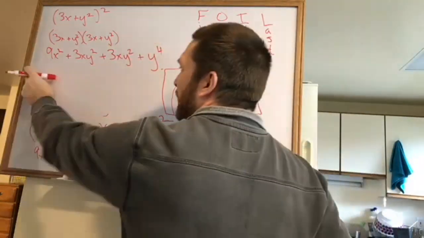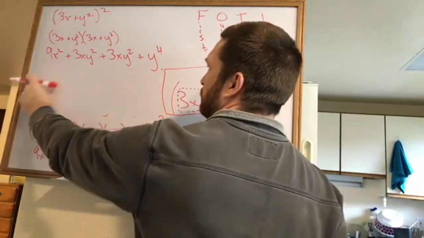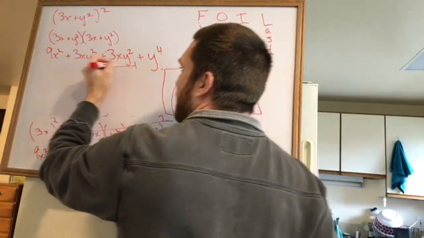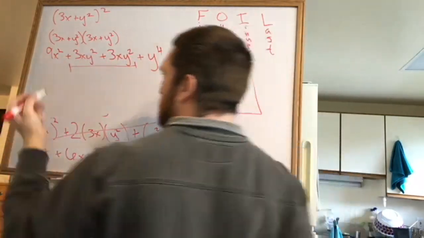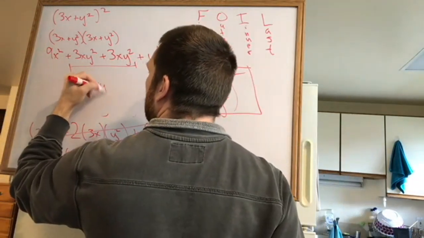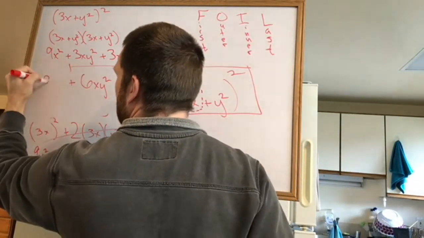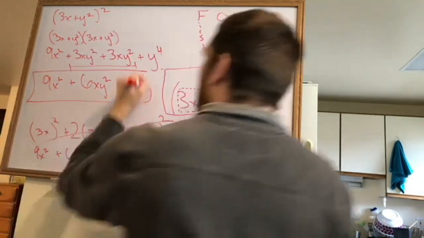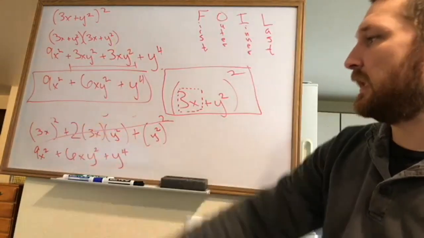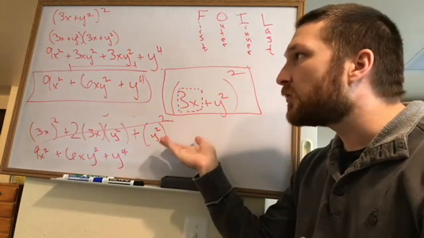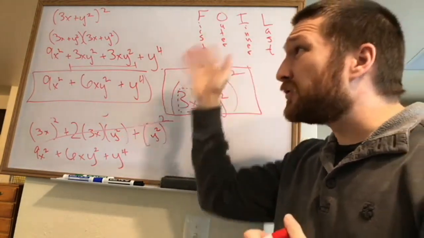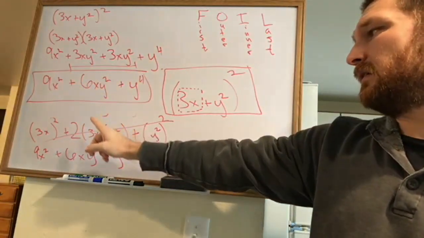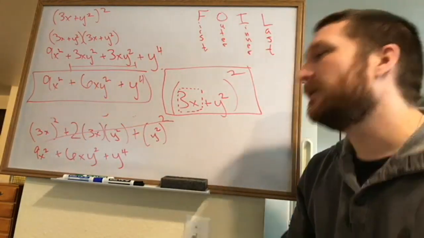And now can I combine any of these terms? Yes, you can combine the middle two. And what do we get? 6xy squared. All right, and then I'm just going to drop this down. We get 9x squared plus 6xy squared plus y to the 4th right there. And we get exactly the same thing as if we plugged it into a formula, but in this case we didn't need to use a formula. After doing about 20 of these, you'll be faster doing it this way than plugging it into a formula.